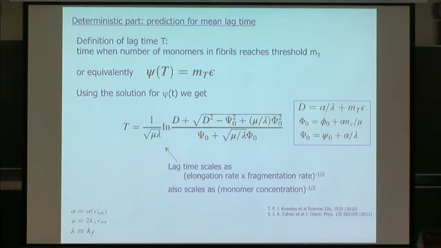It's also relevant because what people often measure in these experiments is the scaling of the lag time with the monomer concentration. And this one over square root dependence is a very characteristic dependence. So if you see that, then you know that it's a fragmentation model that is appropriate. So it's nice to see that.